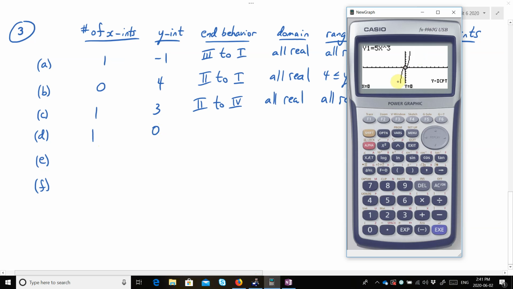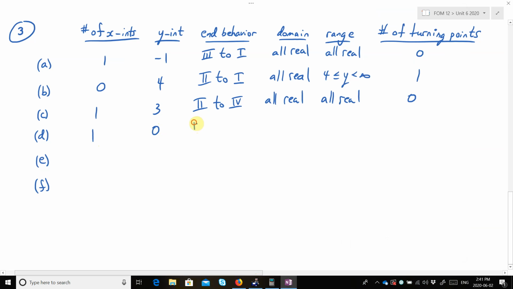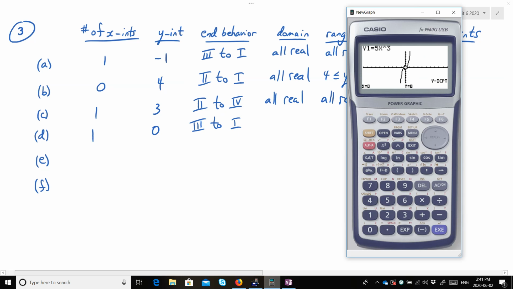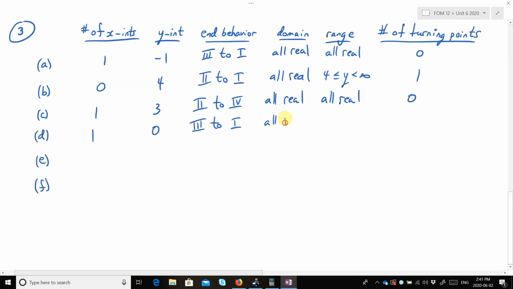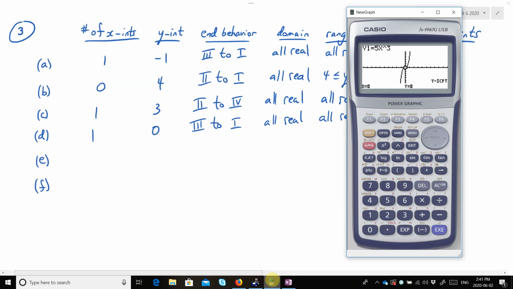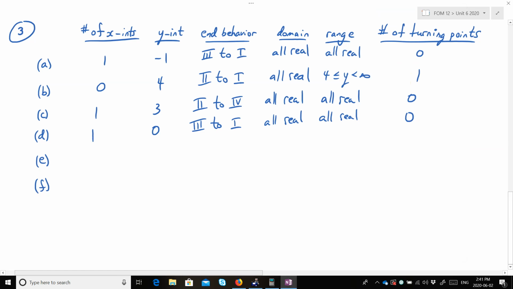In behavior, it seems to go from quadrant 3 to quadrant 1. The graph goes left and right forever and up and down forever, so both domain and range are all real. And number of turning points. Does it actually turn anywhere? It sort of flattens out there, but then continues up. So 0 turning points. That was D.